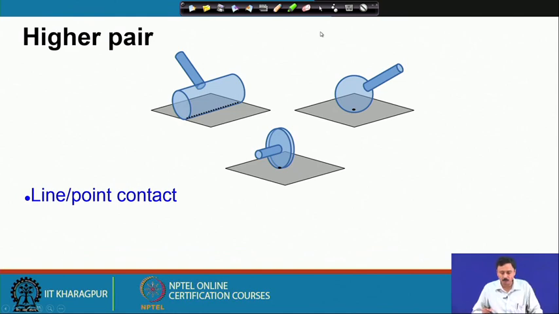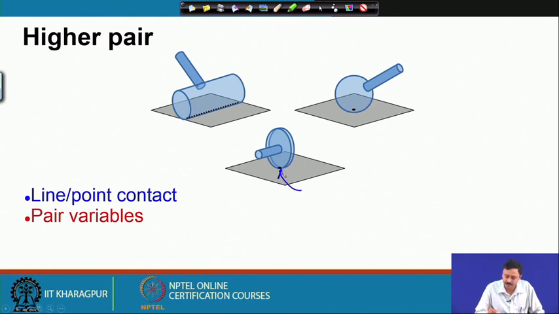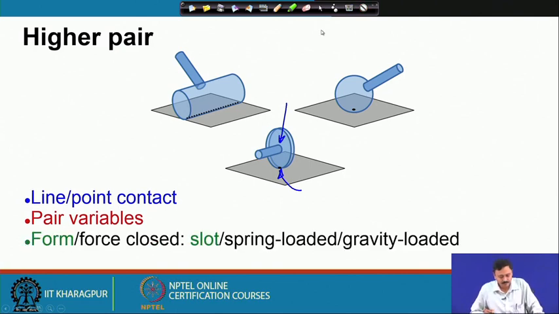So, you have line or point contact in all these examples. I have discussed the pair variables under various situations. In the case of car or motorcycle, the contact is maintained by gravity, the weight. So, here the contact is maintained by an external force, which is the weight or the gravitational force. We call such a kinematic pair force closed.